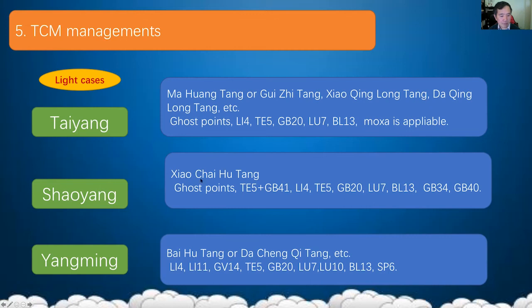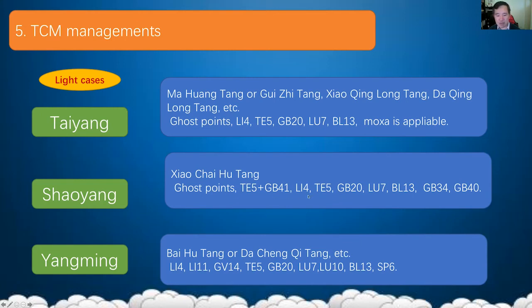We have to use Xiao Cai Hu Tang. If you don't, and we still use Ma Huang Tang or Gui Zhi Tang, it doesn't work. You have to use Xiao Cai Hu Tang because it is at the neither interior nor external stage. That's why we have to use Xiao Cai Hu Tang. We could still use the ghost points to eliminate pathogenic factors.